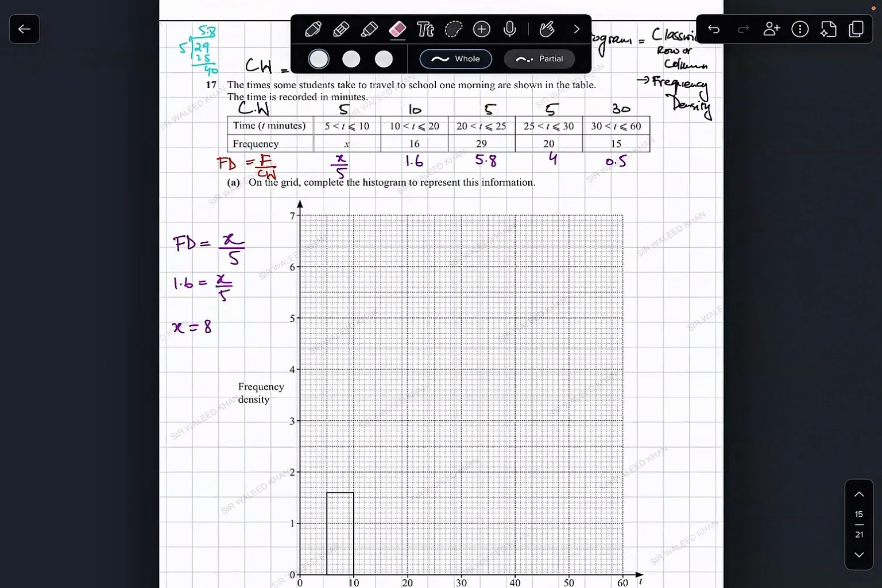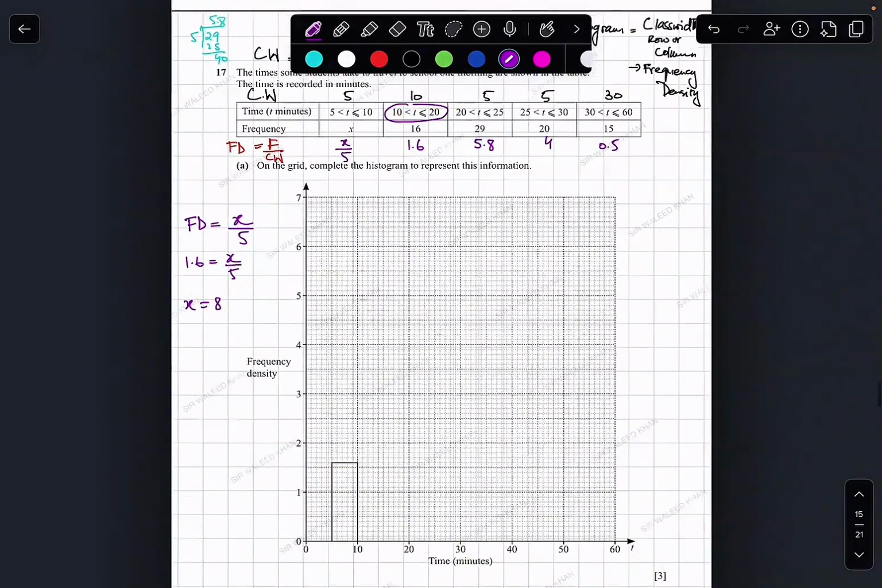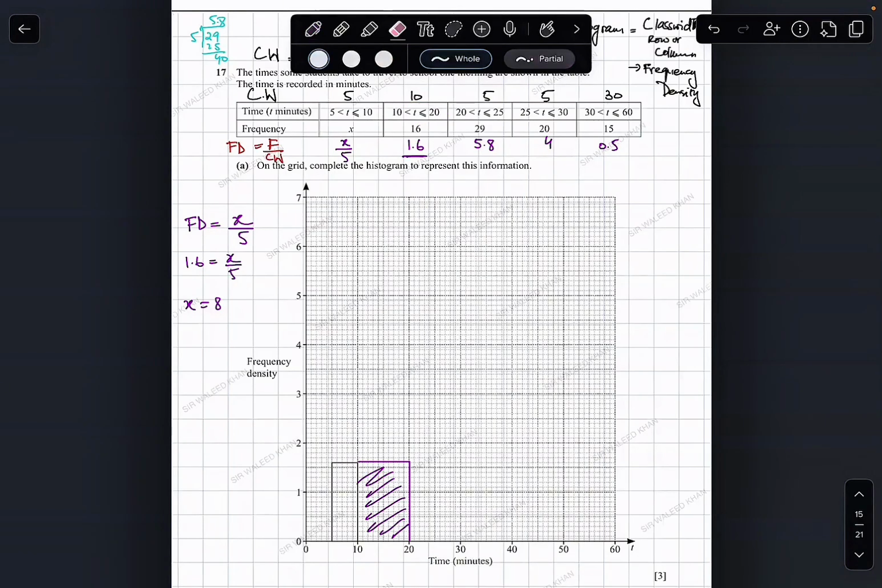Now, the next one, we have a bar from 10 to 20. The width should be from 10 to 20 and the height should be 1.6. Between 10 and 20, the height should be 1.6. The same height. Then the next one, a bar between 20 and 25 and the height should be 5.8. 20 and 25 and the height should be 5.8. So 5.5, 6, 7, 8.